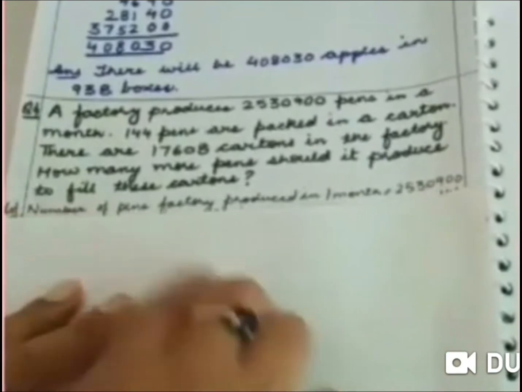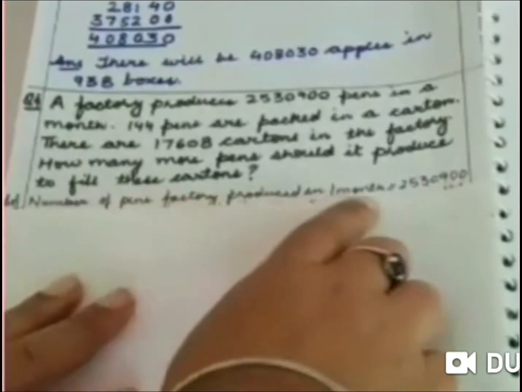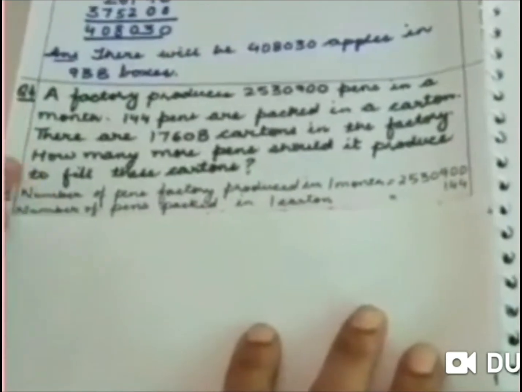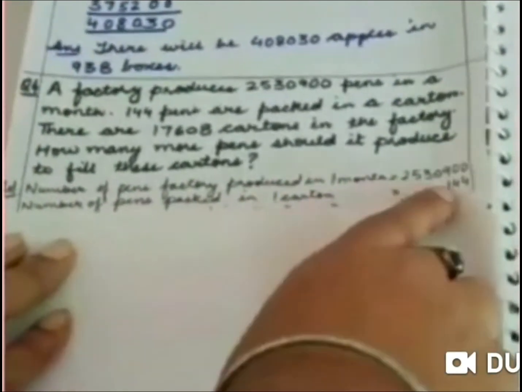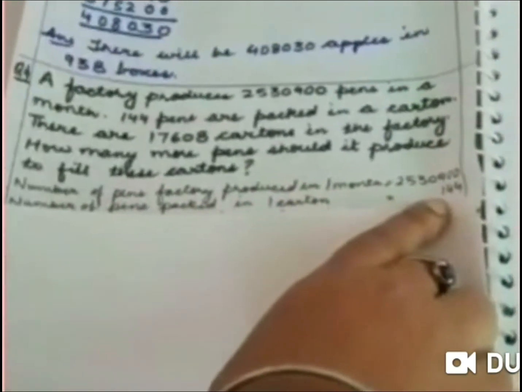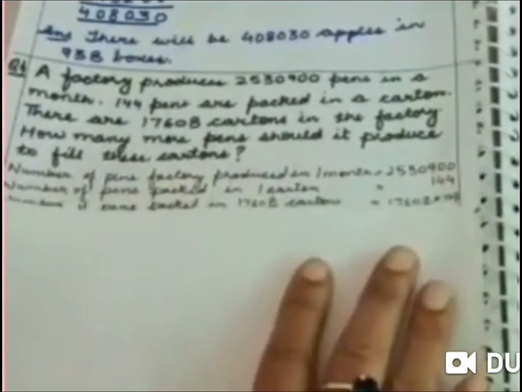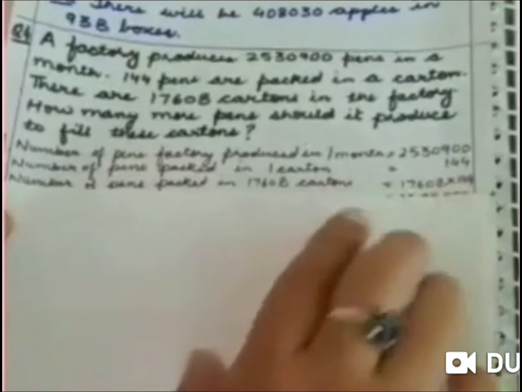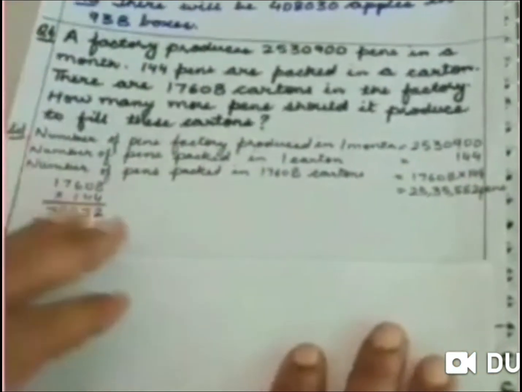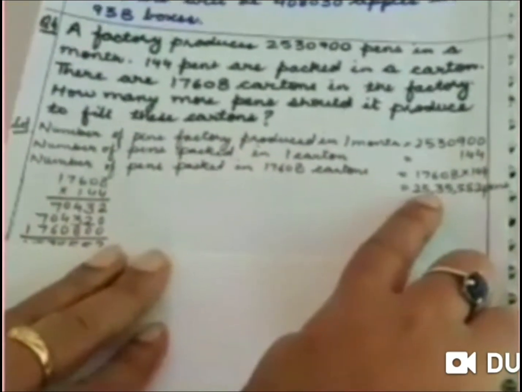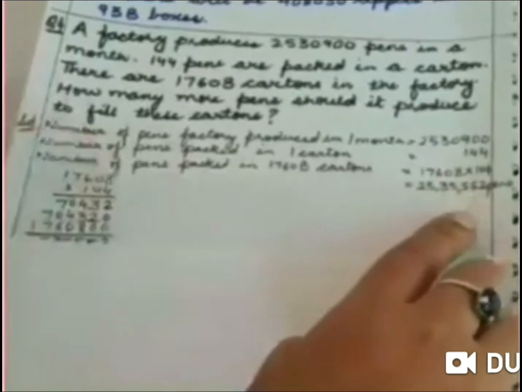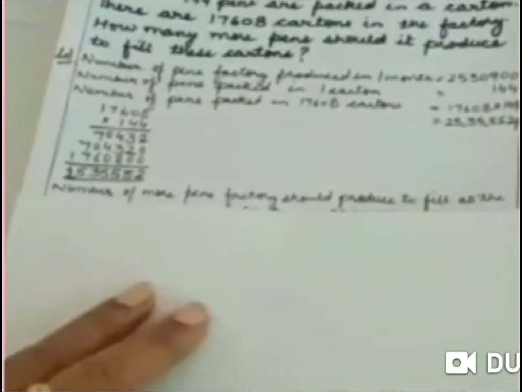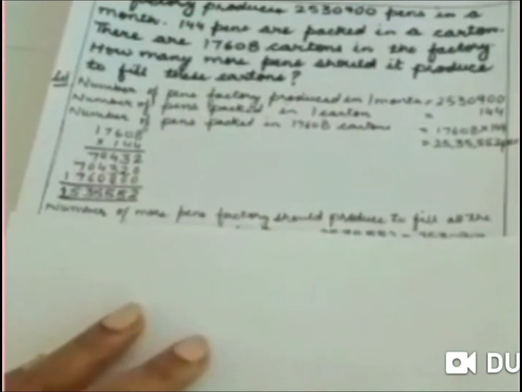The first statement here can be the number of pens the factory produced in 1 month. This is the information given here. Then number of pens which are packed in one carton, that is 144. Then number of pens packed in 17,608 cartons. So you will multiply the two numbers. This is how you can multiply, and this will be the final product, 25,35,552 pens. These are the total number of pens that can be packed in 17,608 cartons.